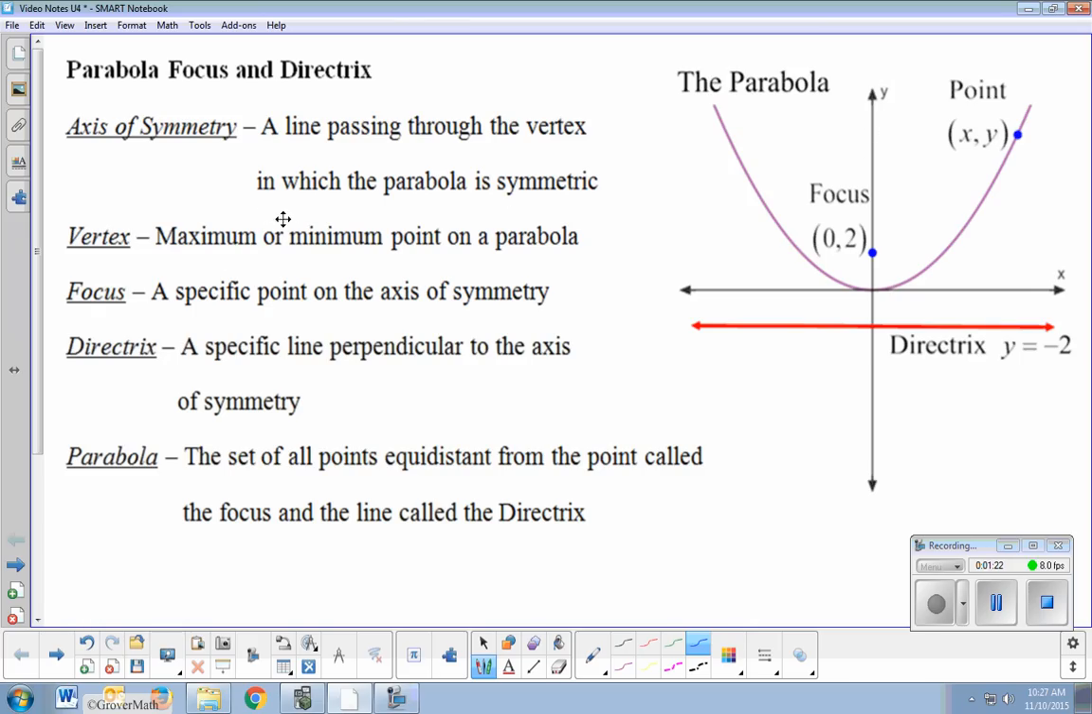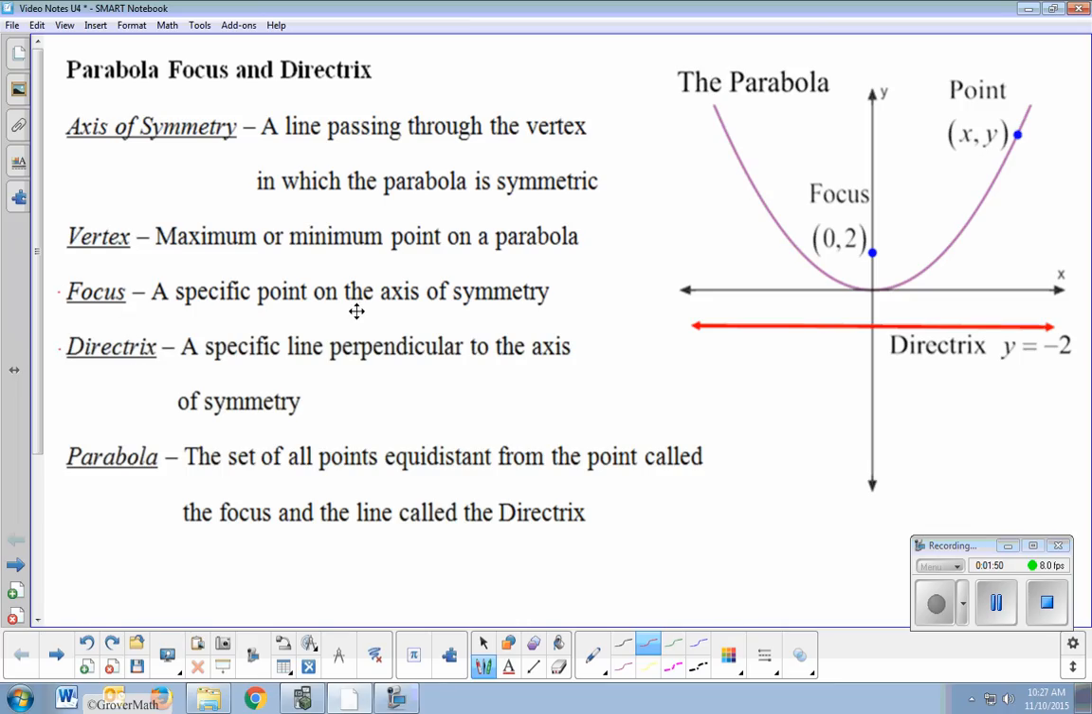The vertex is the maximum or minimum point on a parabola. So in this case, a parabola looks kind of like a smiley face. We would have a minimum vertex down here. If we have a frowny face parabola, which comes when our lead coefficient is negative, then we'd have a maximum. So we could either have a minimum or a maximum. We will not have both on a parabola. You only have one. Now, two things you've probably never discussed before in math: focus and directrix.